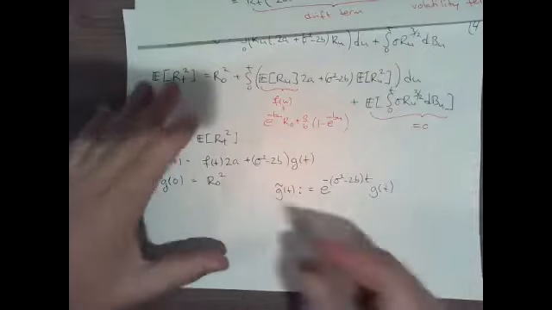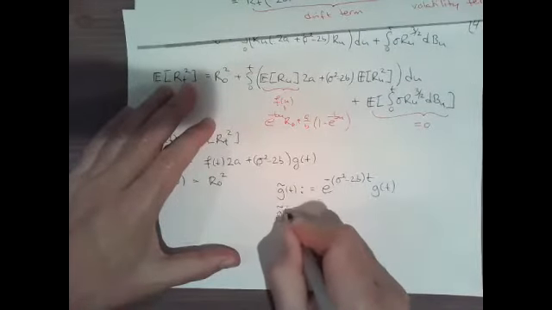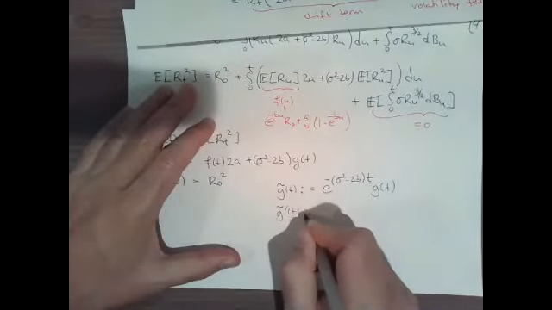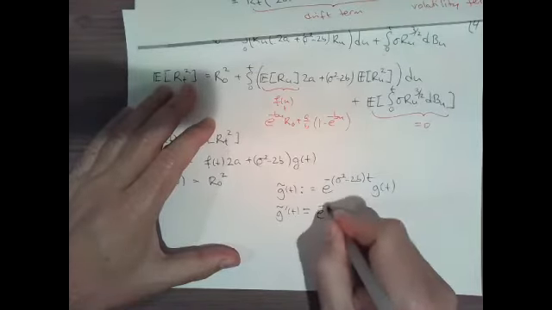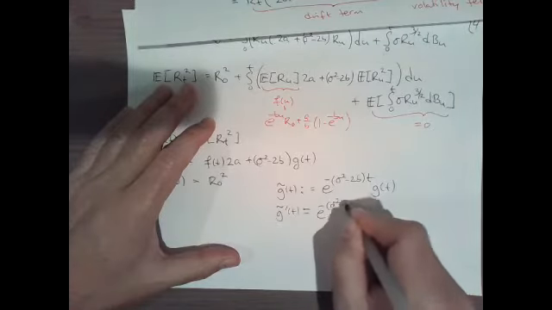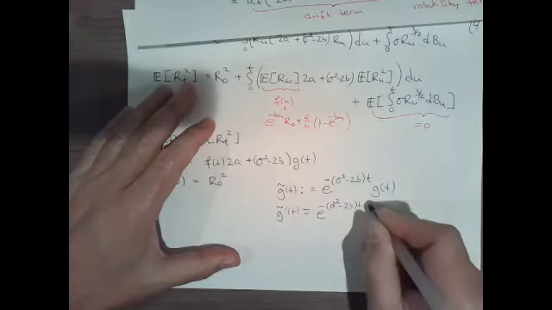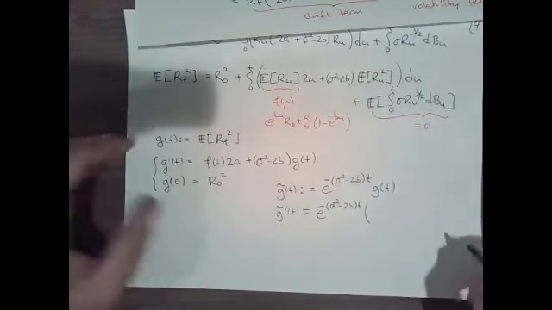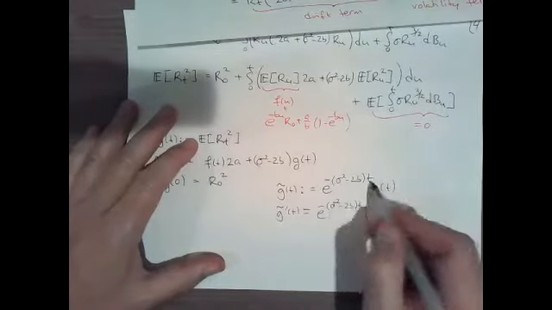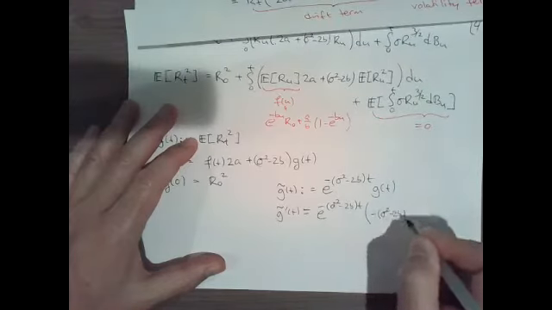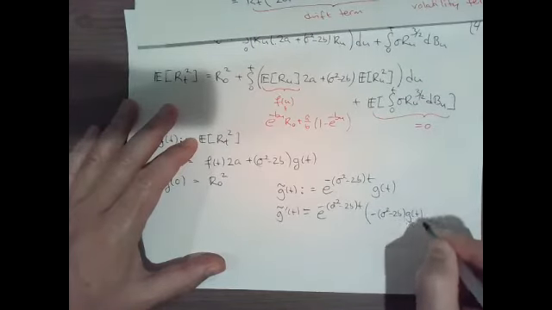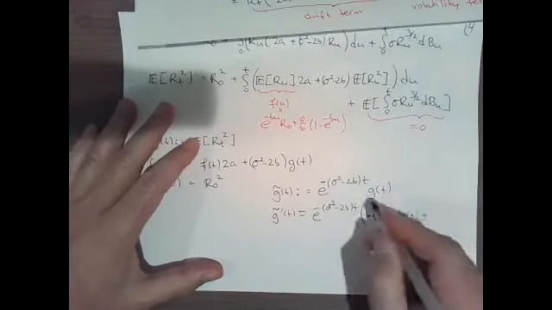I'm going to try it out. What is g tilde prime? There's always going to be this exponential sitting outside. And then what's going to come inside? It'll be this coefficient with a minus sign times g of t plus, and then it's g prime.